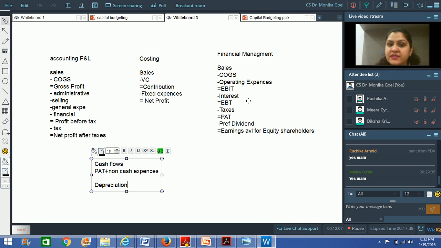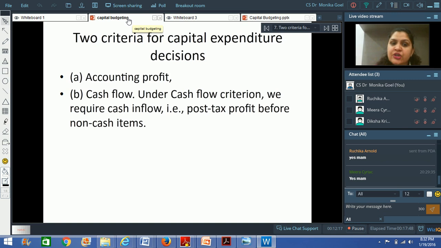That is why, as a person of finance, I am not interested in the accounting profits. I am interested in the cash flows. Is the point getting clear? Is the difference between the three subjects clear? Right?